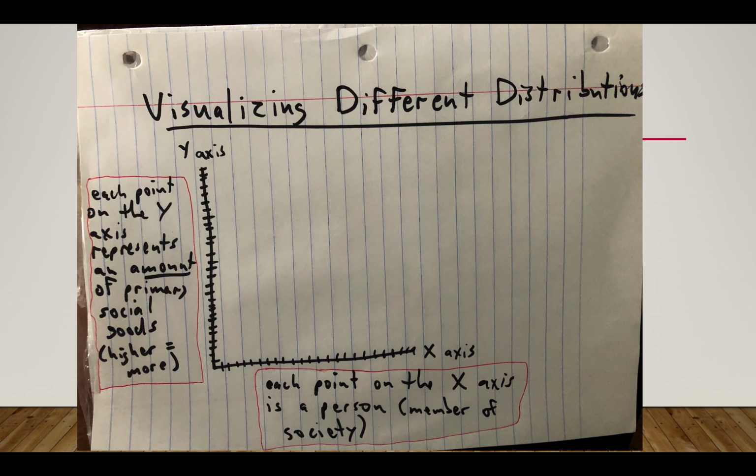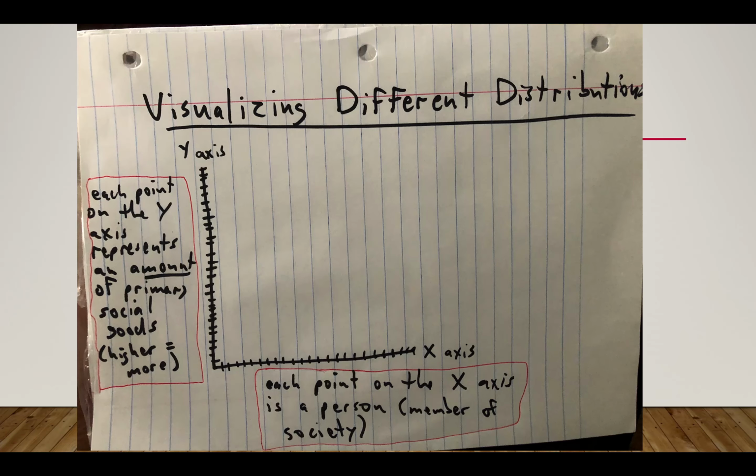So, what we're going to be looking at a lot today are these graphs. Just simple graphs, the y-axis and the x-axis that you're familiar with from high school algebra and geometry and so on. Now, what these graphs are going to represent is, if you look down at the x-axis, the horizontal one, each point on the x-axis is a person, a member of society.